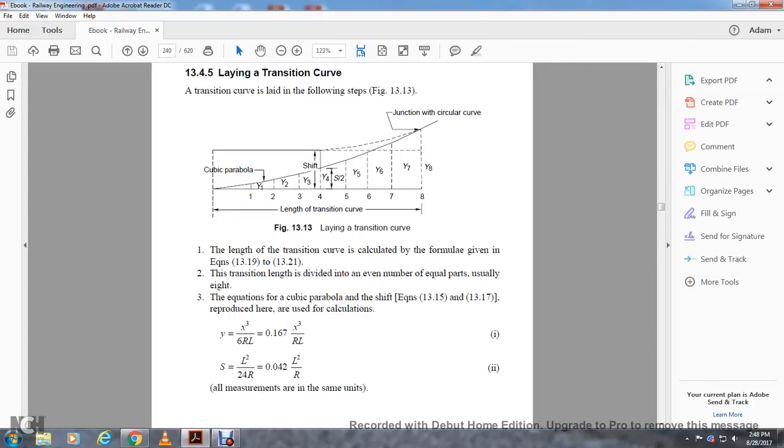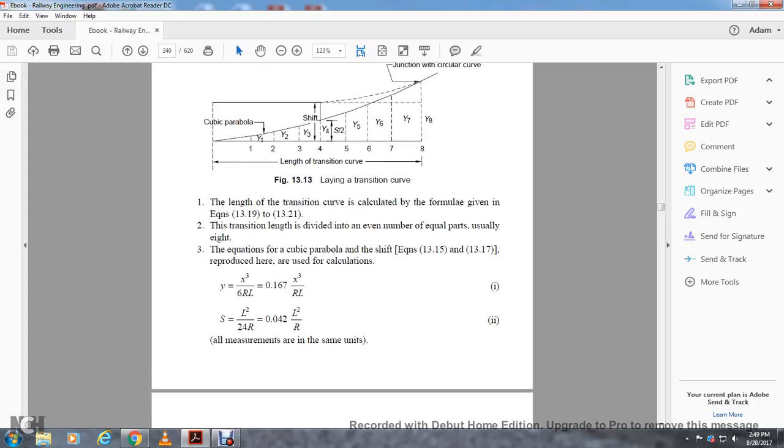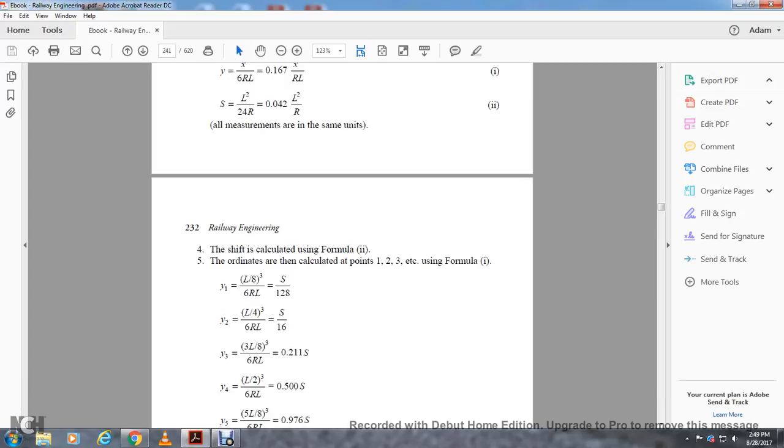Y is equal to x cubed divided by 6RL, or x cubed divided by RL. The shift S is equal to length squared divided by 24R, or 0.042 times length squared divided by R, all measurements in the same units. The shift is calculated using the formula, and the ordinates are calculated for points 1, 2, 3 and so on. They use the following formulas: y1 equals (L/8) cubed over 6RL, which is S over 128. Y2 equals (L/4) cubed over 6RL, which is S over 16. Y3 equals (3L/8) cubed over 6RL, which is 0.2211 S.